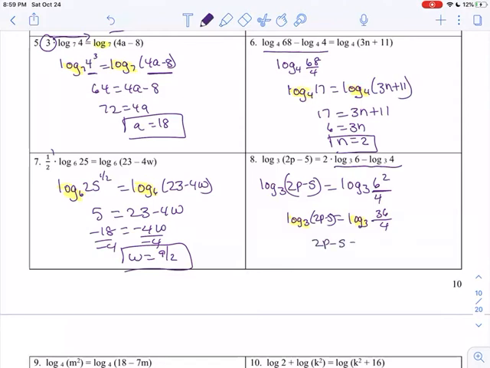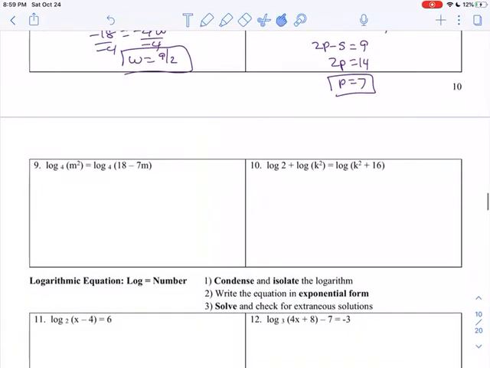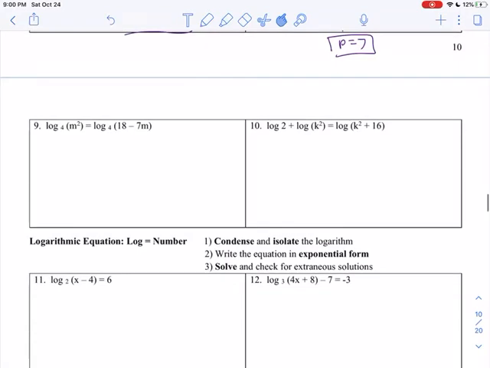And I finally have a single log on the left, a single log on the right, just to show you. So then I'm going to drop the logs, and I will set 2p minus 5 equal to 36 divided by 4 is 9. And quickly just plug in 7 to make sure that it's not resulting in a negative number, and it is not. All right. I do want to do 9, okay, because that's an important one, because I'm going to wind up factoring on number 9.